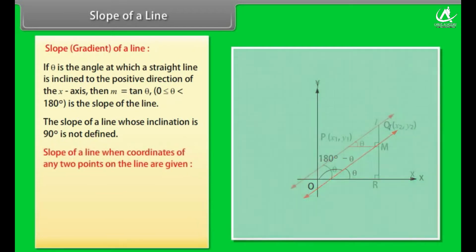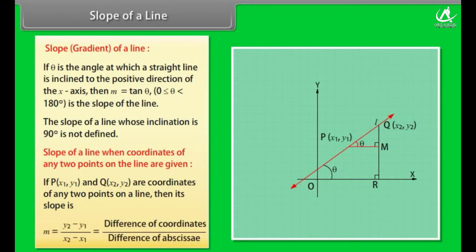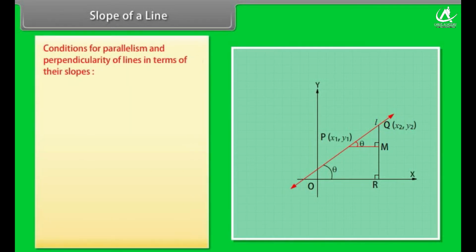Slope of a line when coordinates of any 2 points on the line are given. If P(x1, y1) and Q(x2, y2) are coordinates of any 2 points on a line, then its slope is m is equal to (y2 minus y1) by (x2 minus x1), which is equal to difference of coordinates by difference of abscissae. Conditions of parallelism and perpendicularity of lines in terms of their slopes.